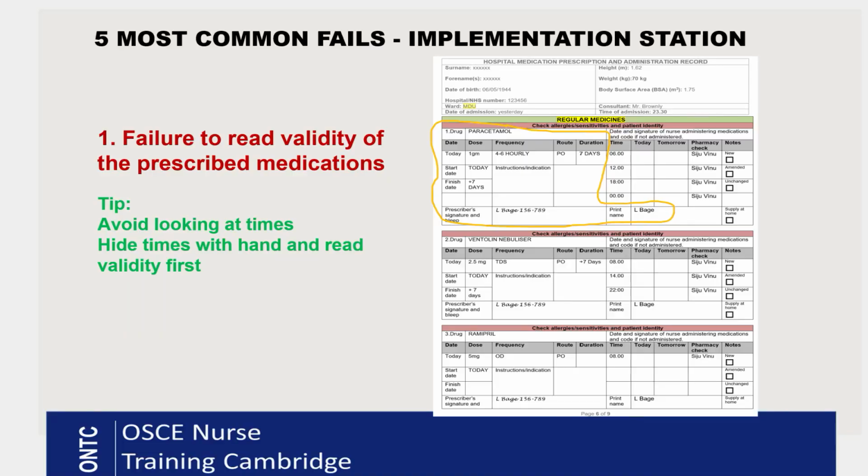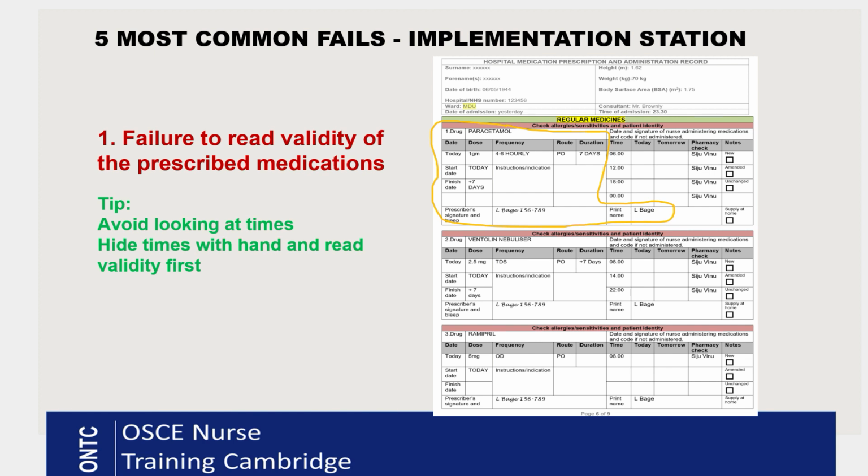The first one is failure to read the validity of the prescribed medication. When you start reading your drug chart, read it systematically from page 2 to the last page. You need to check the validity of every prescription, even if they're not due at your time. You need to know the whole drug history of the patient. Make sure you read it very systematically. If you don't read the validity completely and you give those medications, it's an absolute fail.